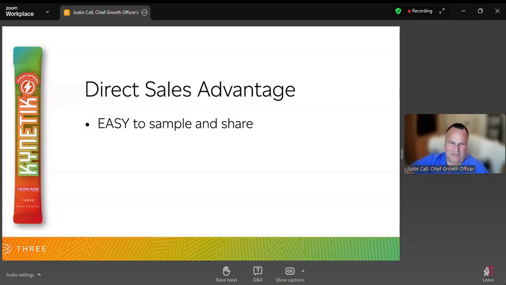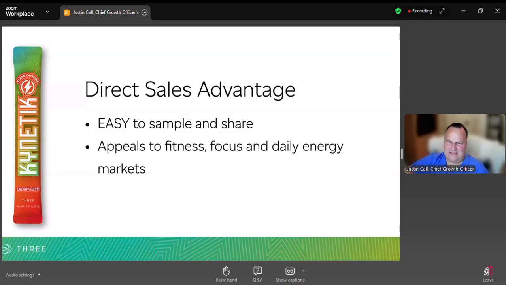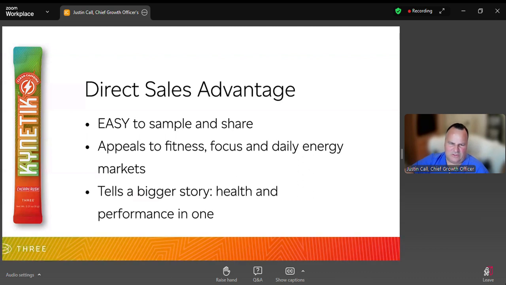The second thing is it appeals to fitness, focus, and daily energy markets. So we're not just going after the adrenaline junkies in the daily energy market with Monster and Ghost and all of those things, but we actually can go to the fitness crowd, people that are focused on focus. They want their mind to be right. We're appealing to all of those markets, and then finally, it tells a bigger story because it's health and performance in one. So truly, we have all the advantages: pricing, performance, superior ingredients, convenience. It's all there with Kynetic.